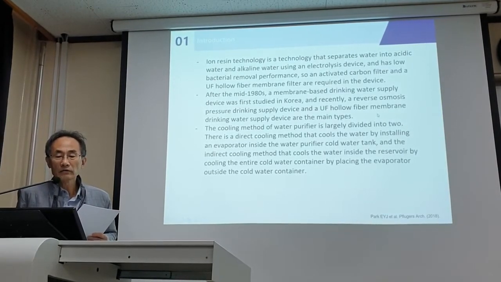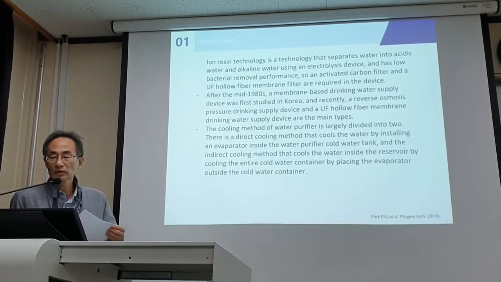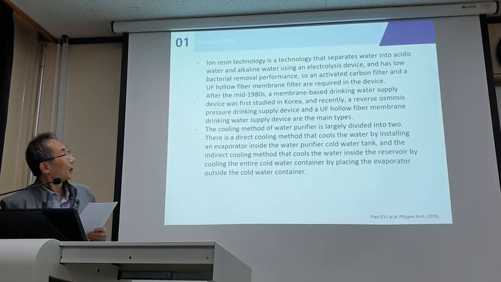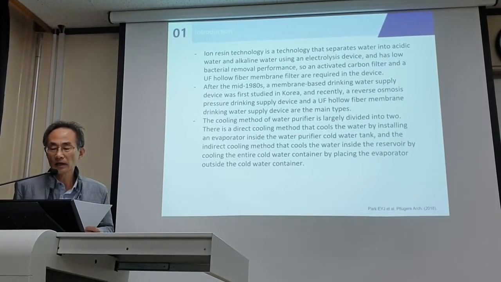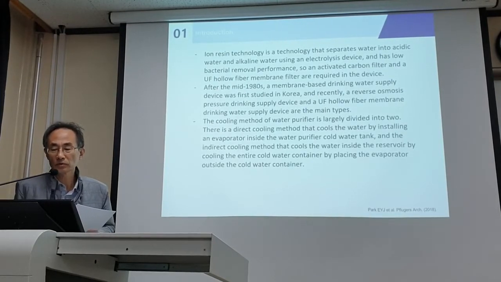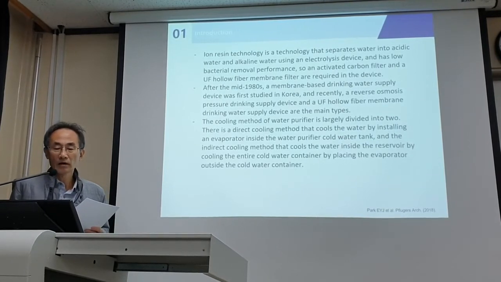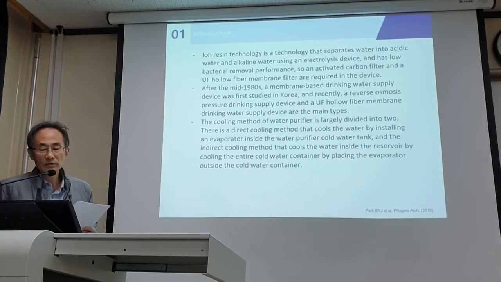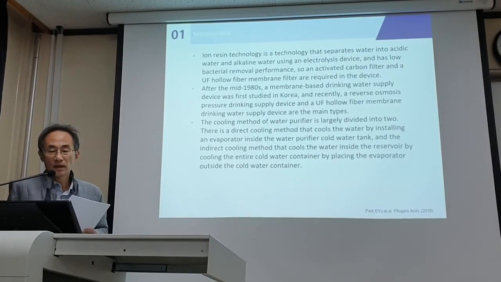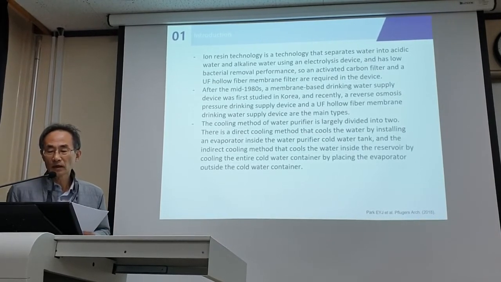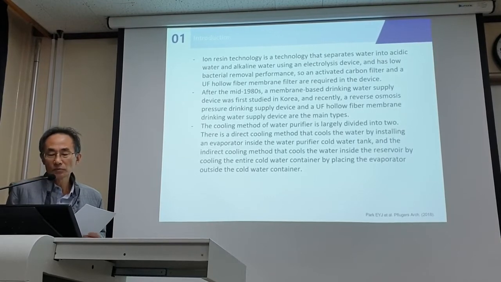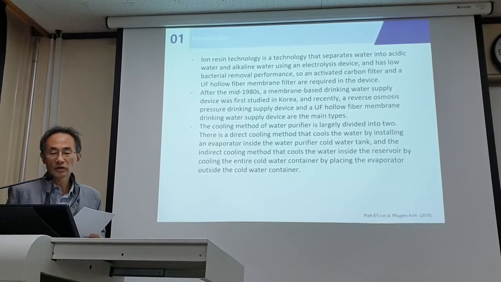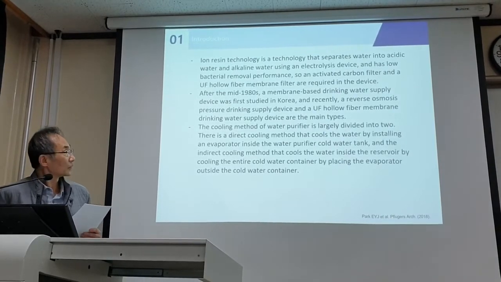Furthermore, the ion raising technology separates water into acidic water and alkaline water using an electrolysis device, and has low bacteria removal performance. So an activated carbon filter and a UF hollow fiber membrane filter are required in the device. After the mid-1980s, membrane-based drinking water supply devices were first studied in Korea, and recently reverse osmosis pressure drinking water supply devices and UF hollow fiber membrane drinking water supply devices are the main types in Korea.